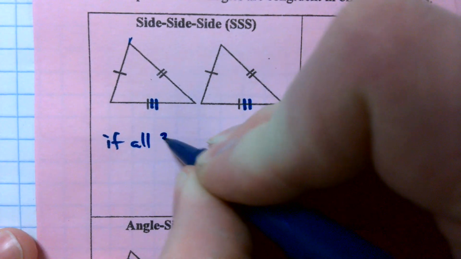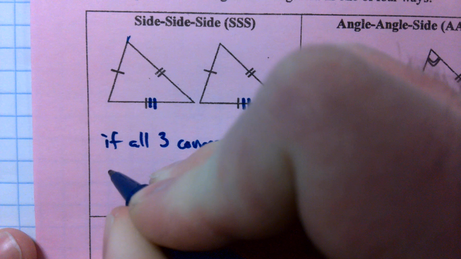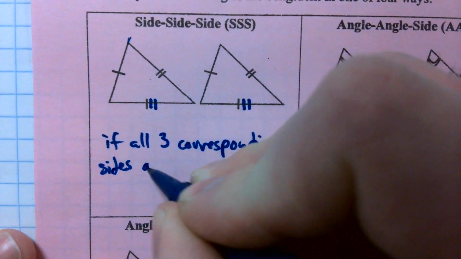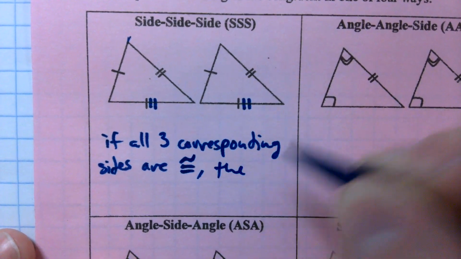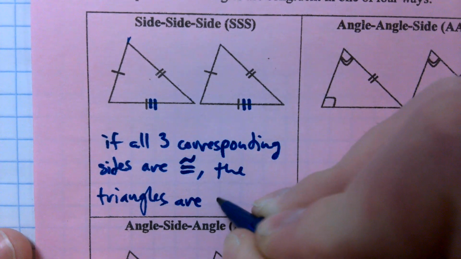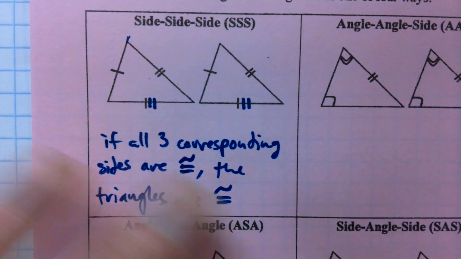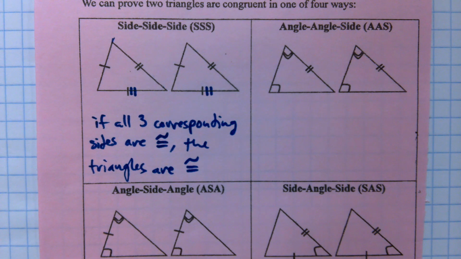If all 3 corresponding sides are congruent, the triangles are congruent. Does that make sense? Okay.